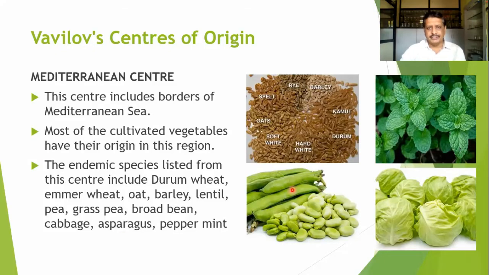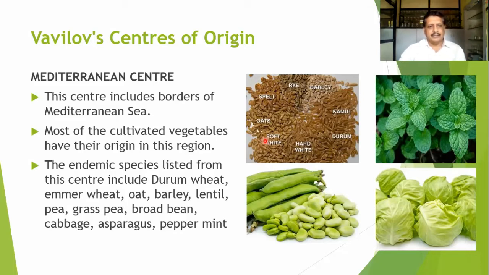Then another origin location is the Mediterranean center of origin, particularly at the border of the Mediterranean Sea, and most of the cultivated vegetables have their origin in this region. The endemic species listed from the center include durum wheat. Here you can find various varieties of durum wheat, and these are other varieties of that particular wheat.